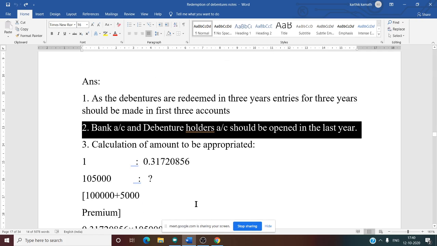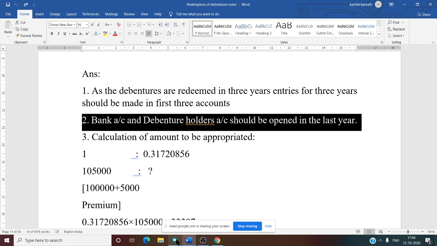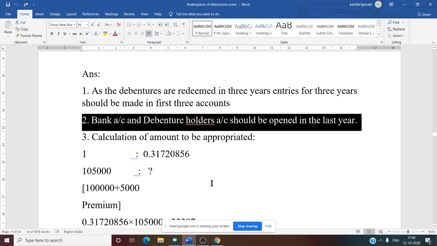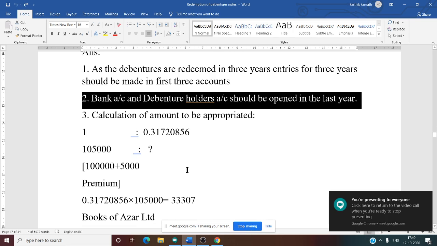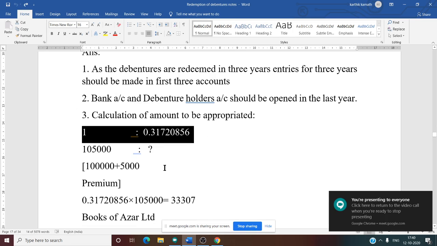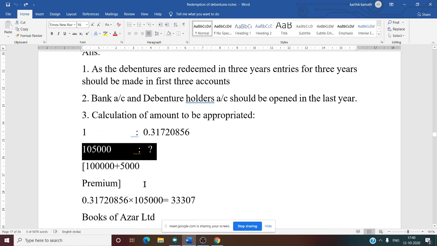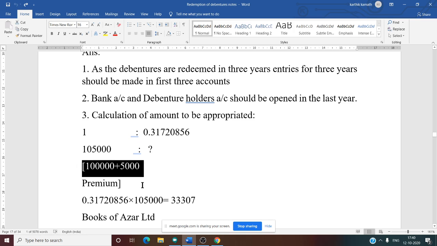Yes. Now, answer part, first thing we need to do is working note. In the working note we need to calculate the amount to be appropriated. See this. For 1 rupee, 0.31720856. For 1 lakh 5,000, how much? How 1 lakh 5,000? We have already discussed. Redemption value plus premium. Value is 1 lakh, premium is 5,000. How 5,000? 1 lakh into 5%.